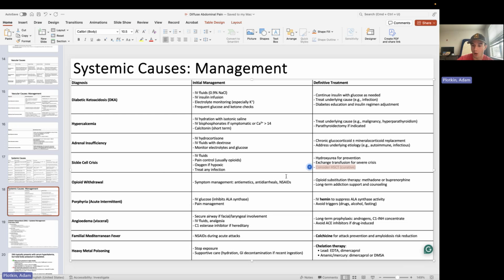For opioid withdrawal, obviously we can do opioid replacement therapy with methadone or buprenorphine, and then counsel them. AIP, we've already talked about.